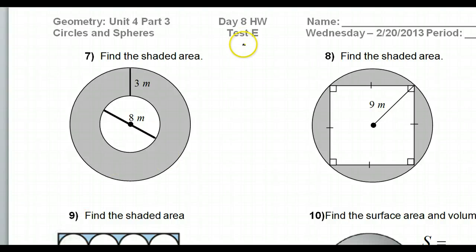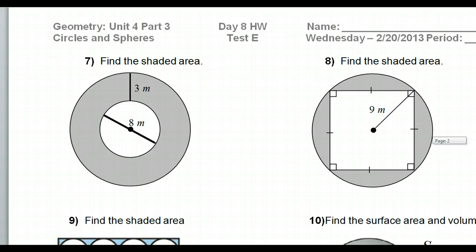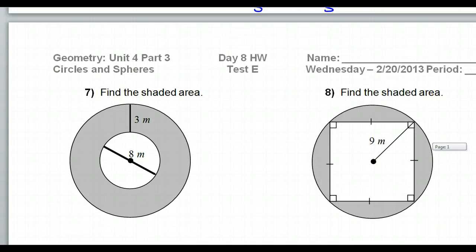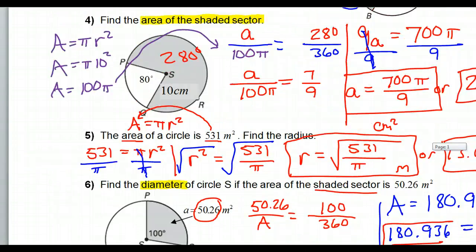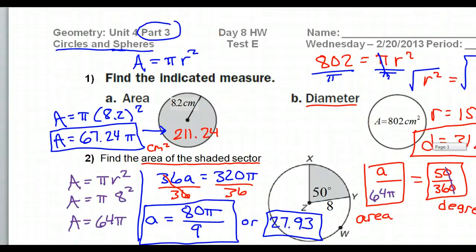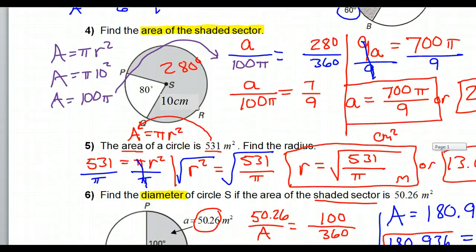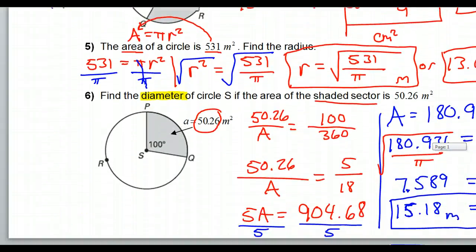Alright, well, this is part 2 of the video. Okay, we are continuing work on our practice test here called Test E, all about circles and spheres. In part 1, the other video, we did all this work. Look at all that. We did number 1 through number 6.